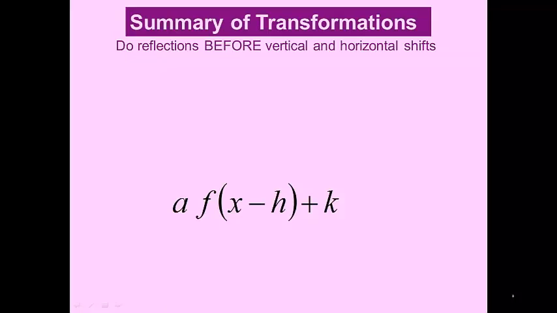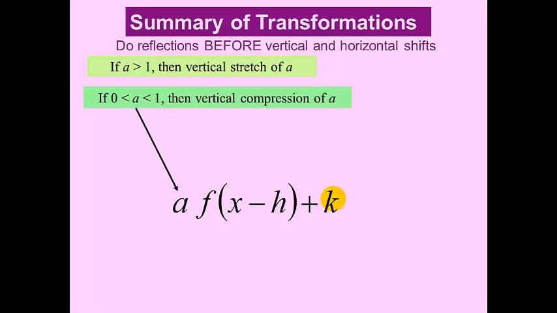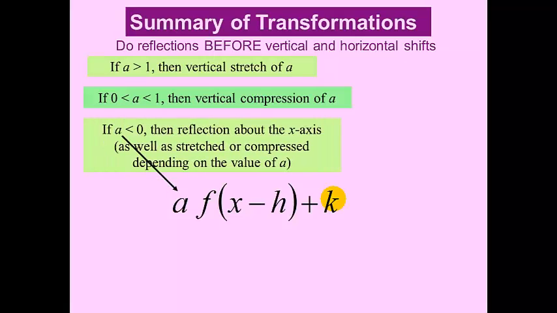So let's summarize. We should do reflections before our vertical and horizontal shifts unless told otherwise. Given something like this, if we needed to reflect with a negative, we would do that, and then we would horizontally and vertically shift. So we know if a is greater than 1, we have a vertical stretch of a. If a is between 0 and 1, we have a vertical compression of a. If a is less than 0, meaning it's negative, then we have a reflection about the x-axis, as well as a stretch or compression depending on the absolute value of a.